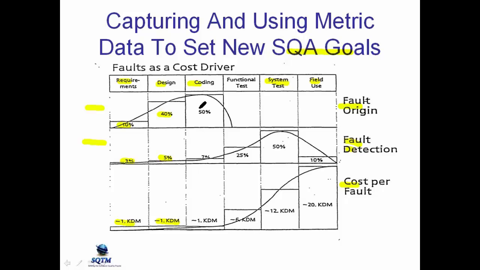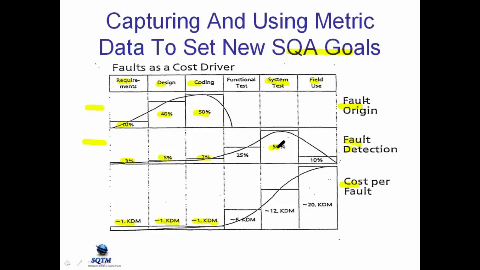Again, Siemens data shows that 50% of the faults were originated in the coding phase. Yet when they left the coding phase, they only found 7%. So now we're going to go into system test with requirement faults, design faults, coding faults. Siemens data shows if you find a fault in the coding phase and fix it, it costs 1,000 Deutschmarks. Let's, as an example, switch to system test.